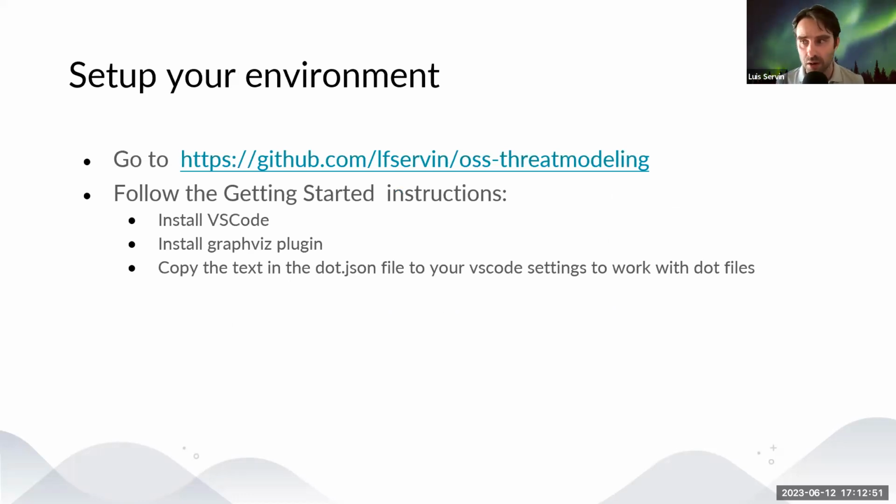So to set up your environment, give me just a second to make my screen a little bit smaller so that I can see you in the center. So to set up your environment, I am working with VS Code. I am working with the GraphViz plugin. And in this repository, github.com/lfservin/oss-threat modeling, you will find a file that you can import directly into your VS Code.